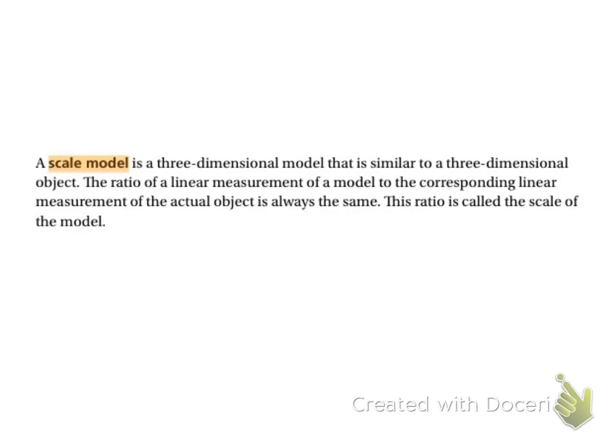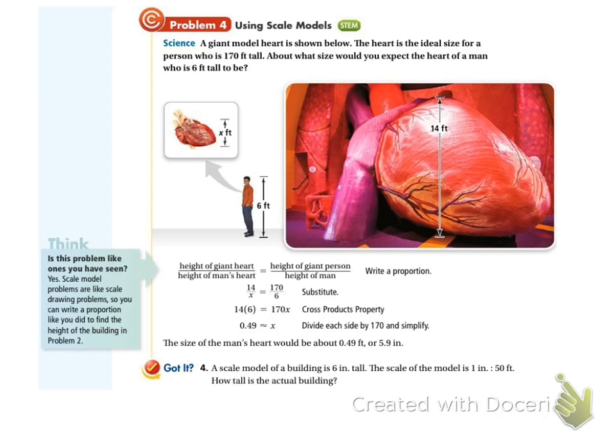A scale model is a 3-dimensional model that is similar to a 3-dimensional object. Again, you don't need the definition of this one. So there's a problem about a big, giant heart, if you want to read through that one. We're just going to do the got it problem. A scale model of a building is 6 inches tall. The scale of the model is 1 inch equals 50 feet.